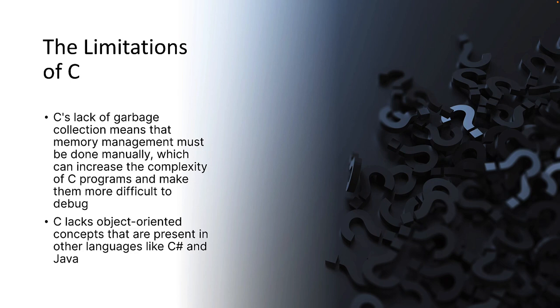As far as the limitations of C, just to expand on what I was just talking about, C's lack of garbage collection means that memory management must be done manually, which can increase the complexity of C programs and make them more difficult to debug. So that's the downside of the memory management side; it really does add more complexity to your code. However, if you really need that function, then you need it in the application. C also lacks any kind of object-oriented concepts that are present in other languages like C# and Java. So if you're really looking for object-oriented abstraction to make your program easier to read and easier to maintain, C really lacks those concepts. It's more of a flat development language.